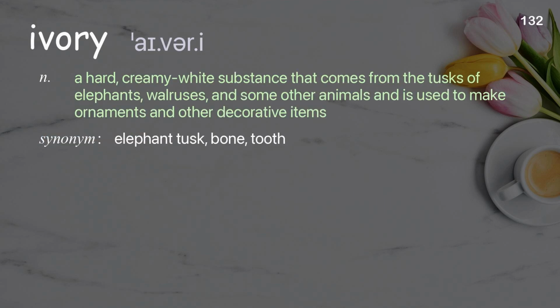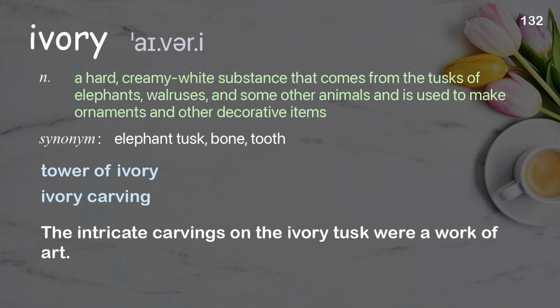Ivory. A hard, creamy white substance that comes from the tusks of elephants, walruses, and some other animals and is used to make ornaments and other decorative items. Examples: Tower of Ivory, Ivory carving. The intricate carvings on the ivory tusk were a work of art.